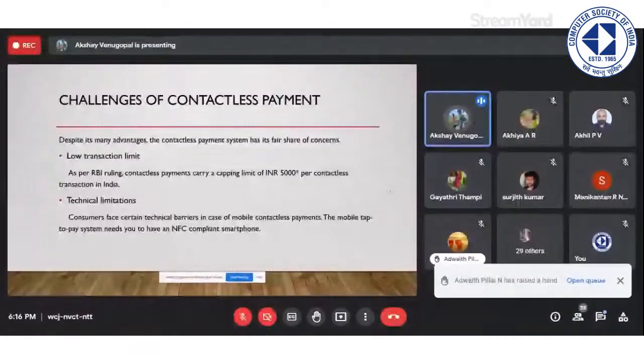Despite every kind of technologies we use across our day-to-day life, there might be some kind of challenges or disadvantages in our day-to-day life. One of the major concerns is the low transaction cost.